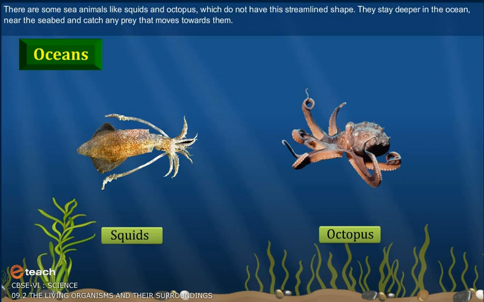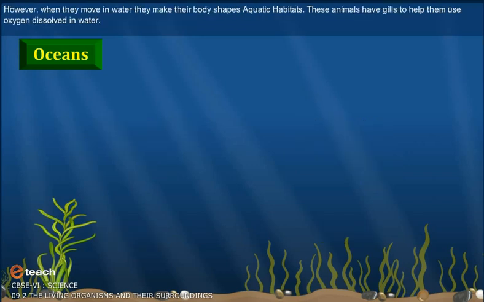They stay deeper in the ocean near the seabed and catch any prey that moves towards them. However, when they move in water, they make their body shape streamline. These animals have gills to help them use oxygen dissolved in water.